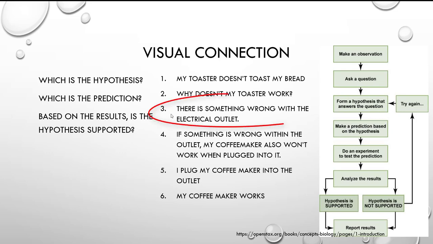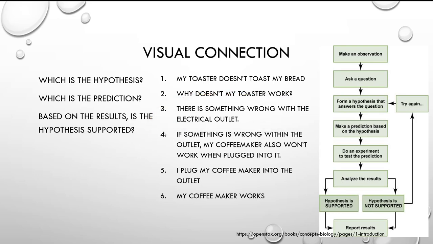If you chose 3, I would agree with you. There is something wrong with the electrical outlet. So this is testable, because we could test it by putting something else in the outlet and seeing if it still doesn't work. And it's falsifiable because if we put something in there and it works, then we know that it wasn't the outlet. So which one of these is the prediction? Well, we know it's not 3, so is it 1, 2, 4, 5, or 6?